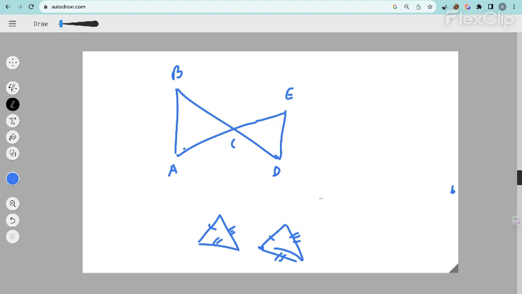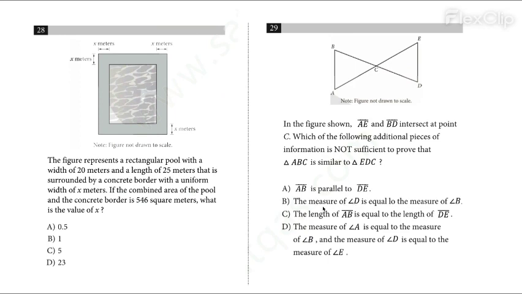Another one is side, angle, side. So if you have a triangle that has two sides that are the same, and one angle that's different, then it has to be similar. And then the next one is angle, angle, side. So if you have two angles that are the same, and one side that's different, then you know that it has to be the same.